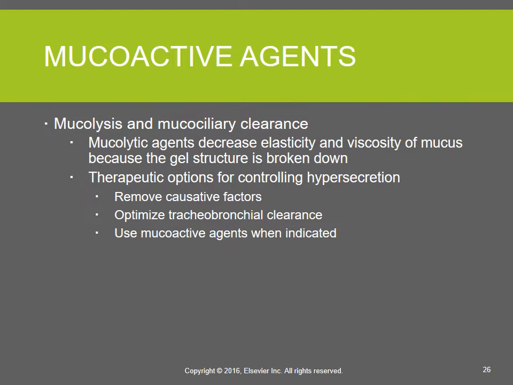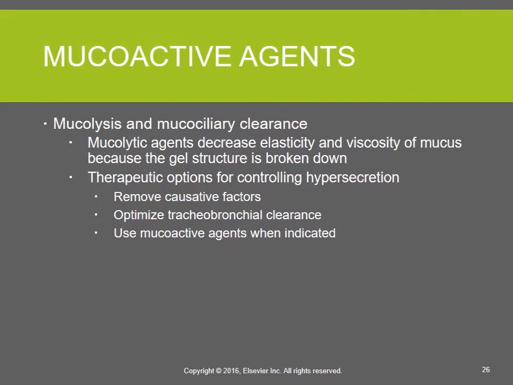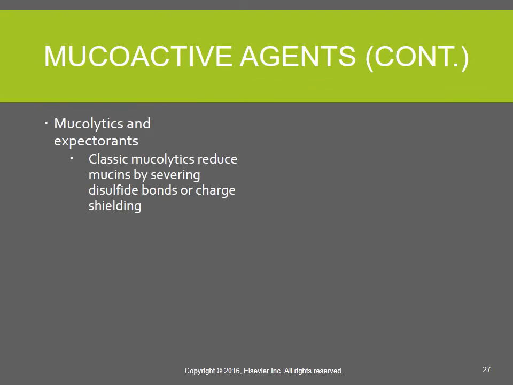Use bronchodilators if these are available to increase expiratory airflow, like in asthma. Use bronchial hygiene measures: cough, deep breathing, chest physiotherapy, and oscillating PEP therapy. Improve airflow by exercise and nutritional rehab. Use mucoactive agents as indicated. Classic mucolytics reduce mucins by severing disulfide bonds.